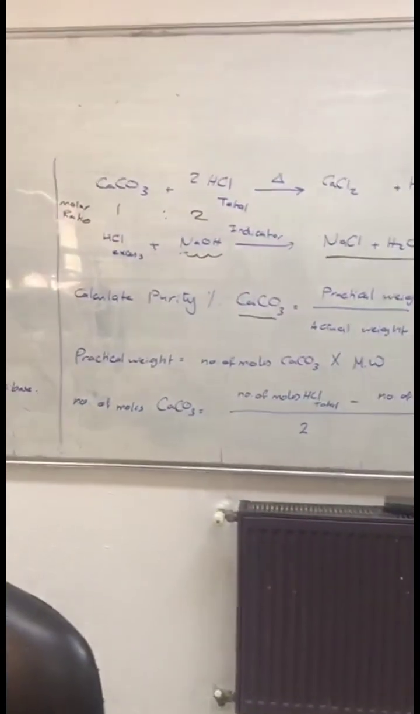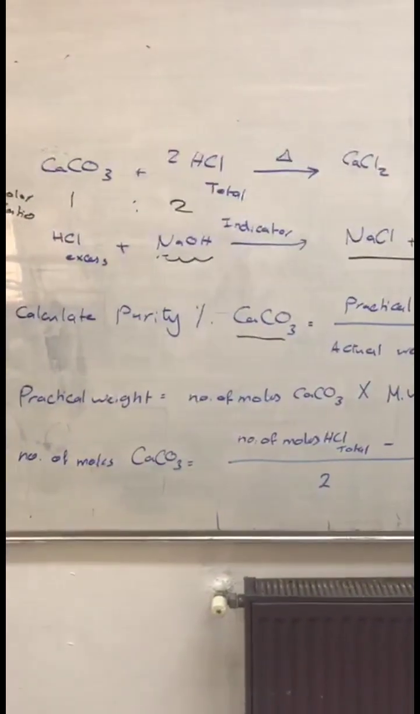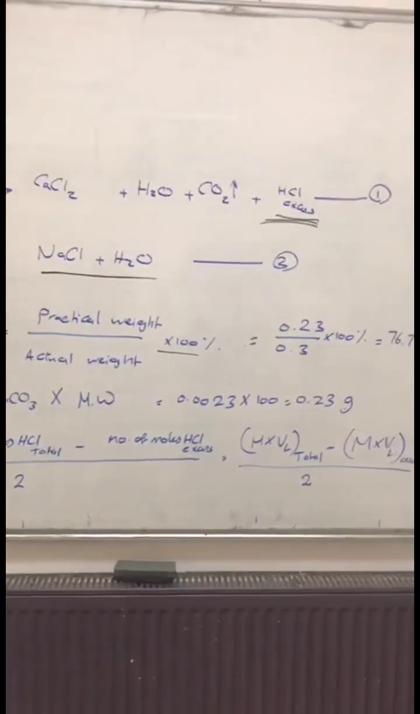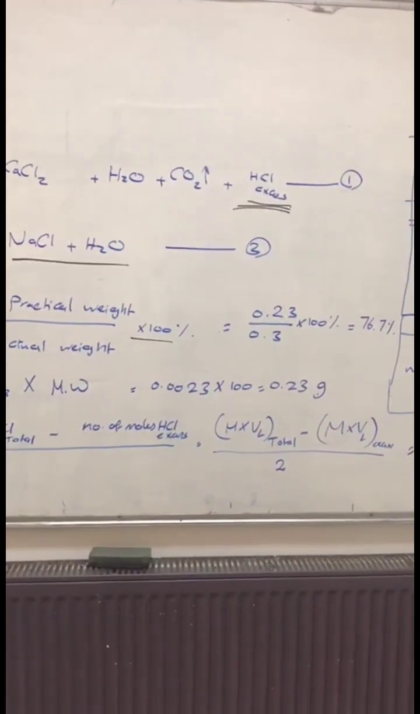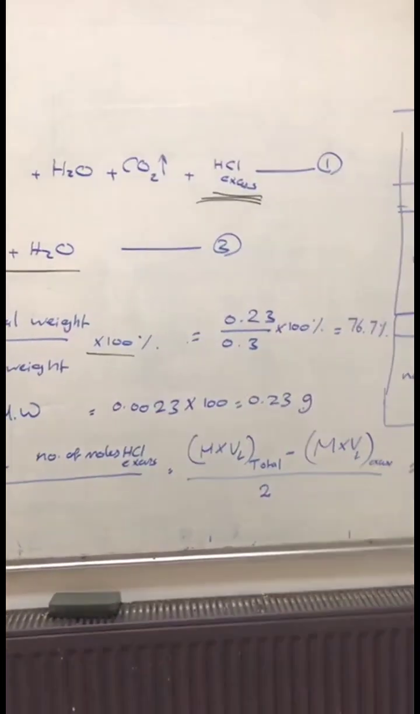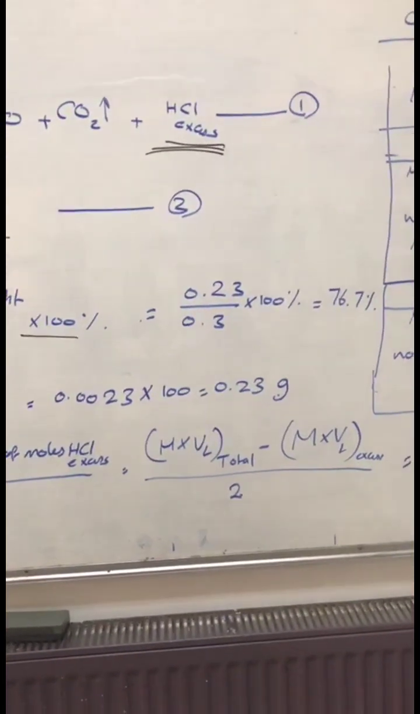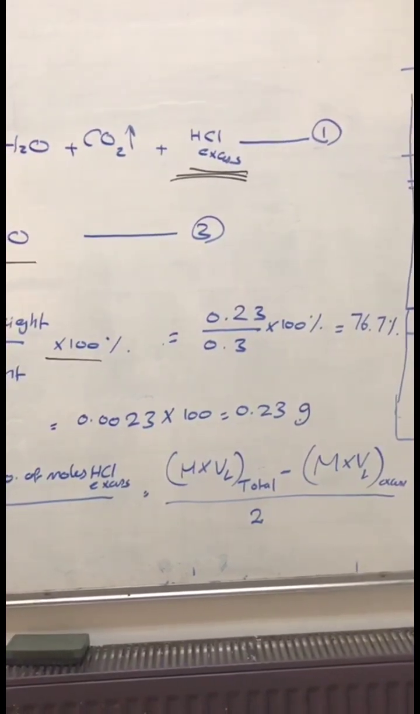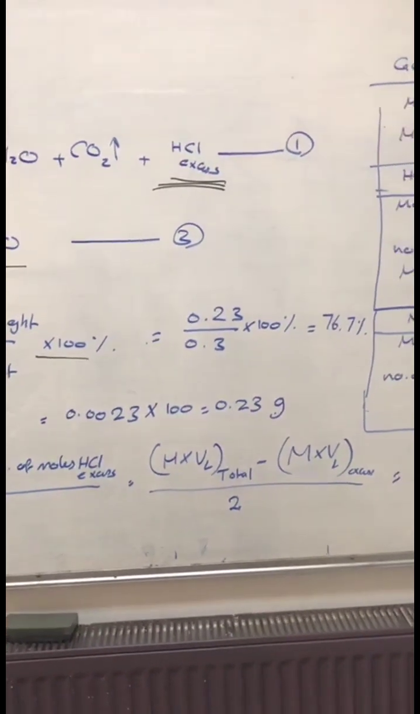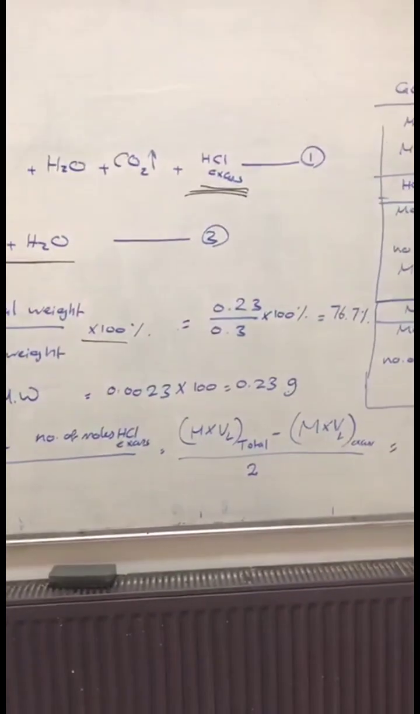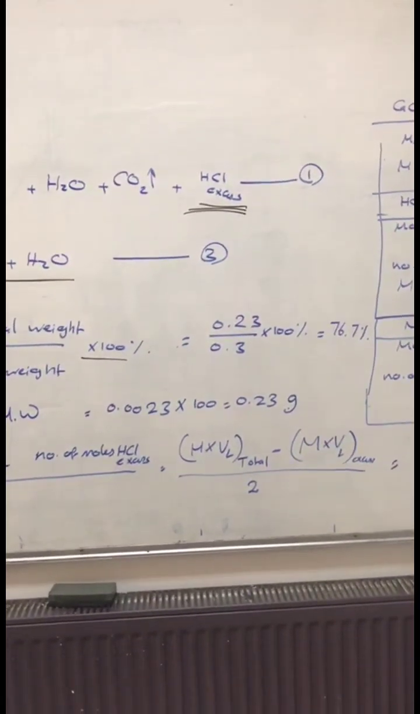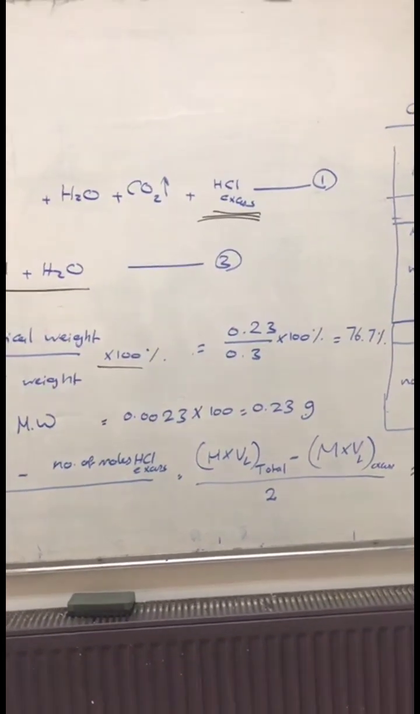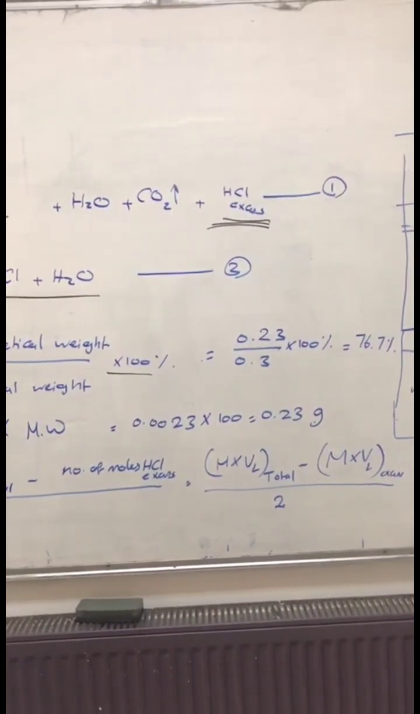And finally, we can calculate the purity percentage of calcium carbonate, which equals the practical weight over the actual weight multiplied by 100%: 0.23 over 0.3 multiplied by 100% equals 76.7%, which means that not the total 0.3 gram, which equals the 100%, is calcium carbonate. 76.7% of this weight equals calcium carbonate, and the remaining weight is impurities.